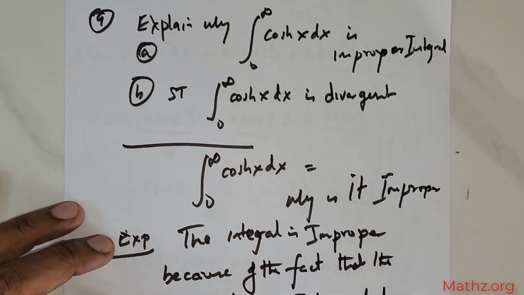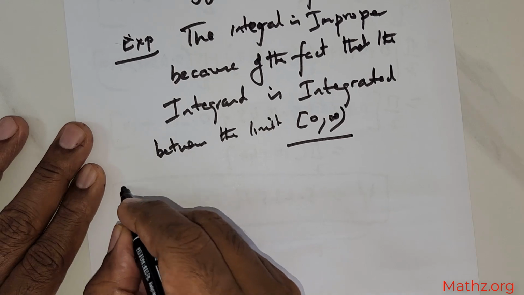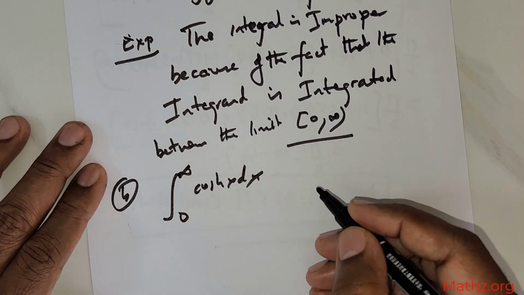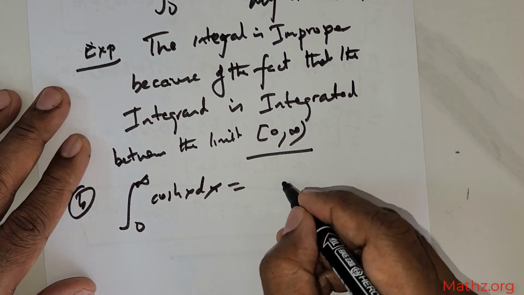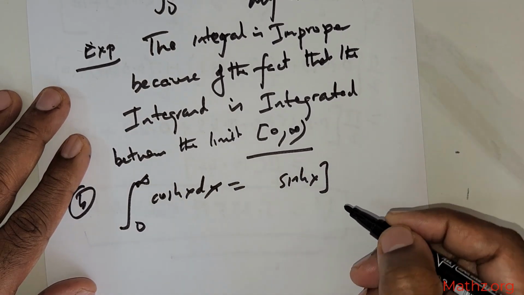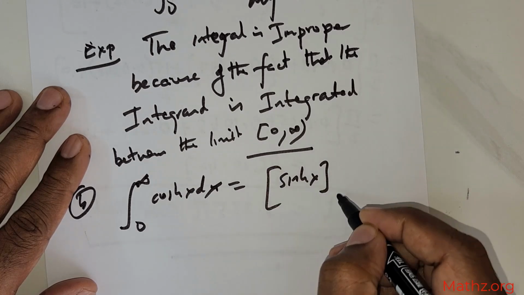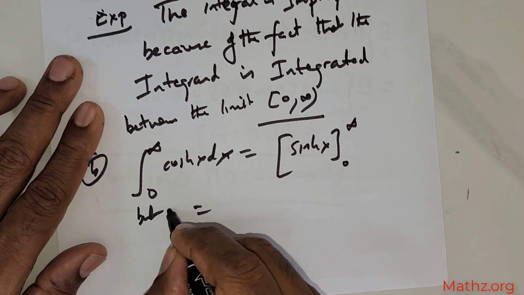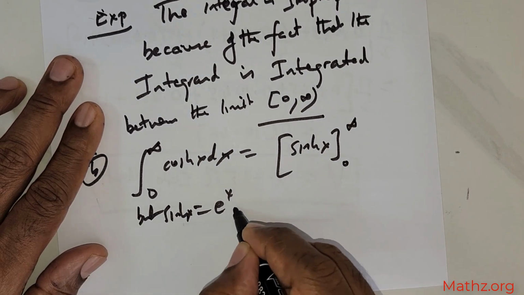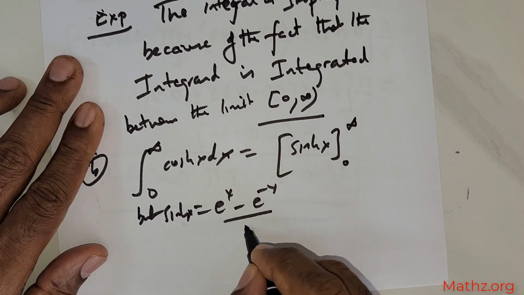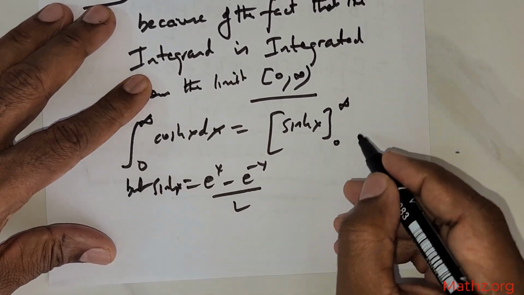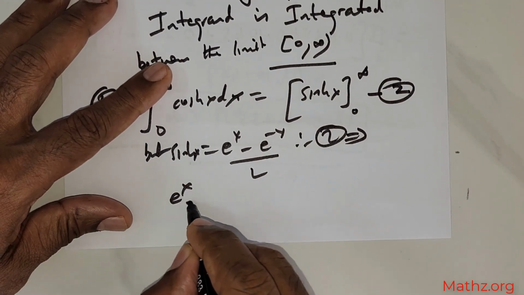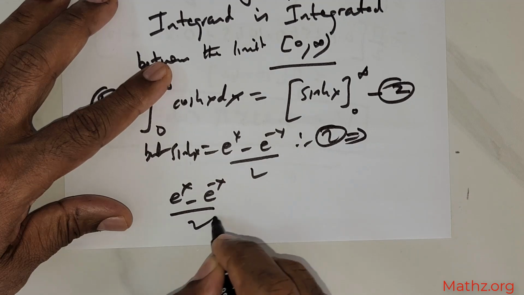Next one, show that this is divergent. Part B, integral 0 to infinity cos x dx should be shown to be divergent. Now you integrate this, you get sin x, right? The limits are 0 to infinity. But what is sin x? Sin x is (e^x minus e^-x) divided by 2. So if I were to take this as 2, therefore 2 can be rewritten as (e^x minus e^-x) divided by 2.